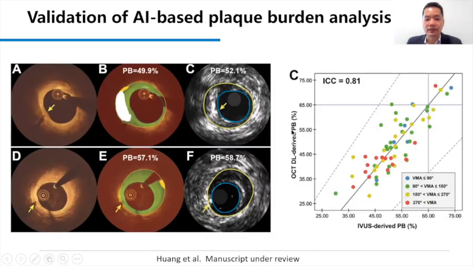And you can also calculate the plaque burden. Although, for example, in these two cases, you don't see the medial layer, the algorithm, using consecutive slices, can estimate how the EEL looks like and calculate the plaque burden. And this has been compared to the IVUS at the same location. The study is still under review, but it shows that there was a good correlation between the OCT plaque burden and IVUS plaque burden at the same location.